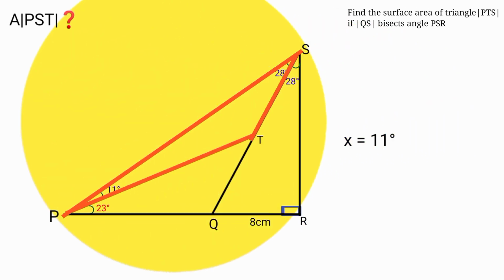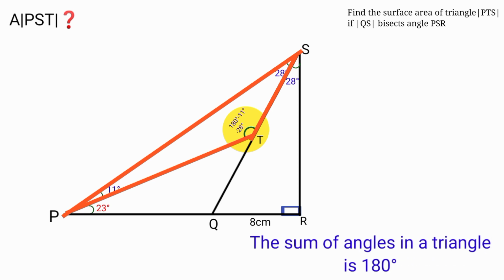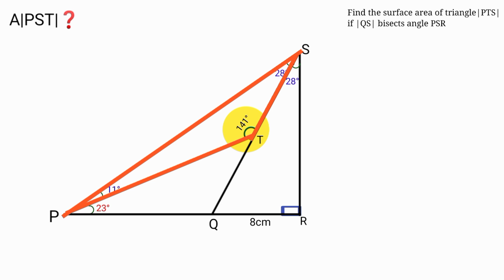Now from this triangle PST, since this is 11 degrees and this is 28 degrees, this must be 180 degrees minus 11 degrees minus 28 degrees, because the summation of angles in a triangle is 180 degrees. 180 degrees minus 11 minus 28 is 141. So now we have the sizes of the angles we need.